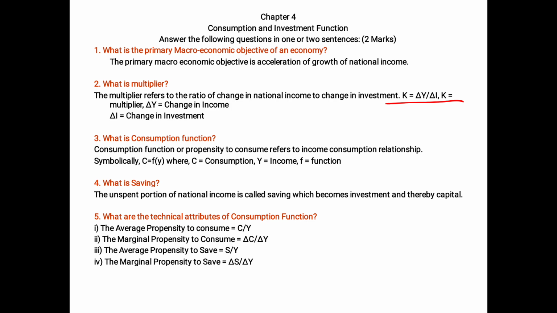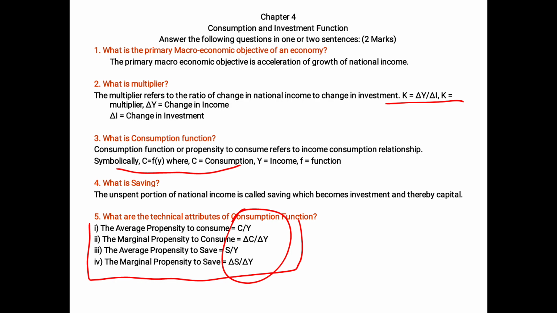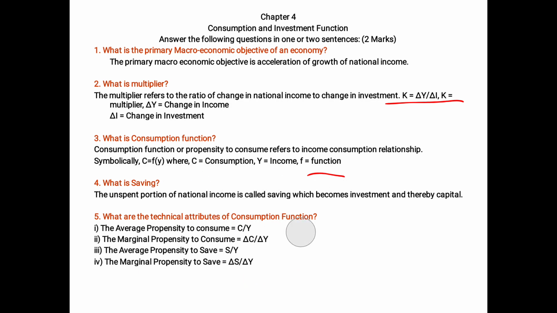So when you write this answer, always write it along with the equation. Here also you have consumption function, where C is equal to F of Y. You have to mention what is C, what is Y, and what is F. Always, as far as economics is concerned, wherever there are symbols in an equation, what these alphabets or signs represent, we are supposed to write.